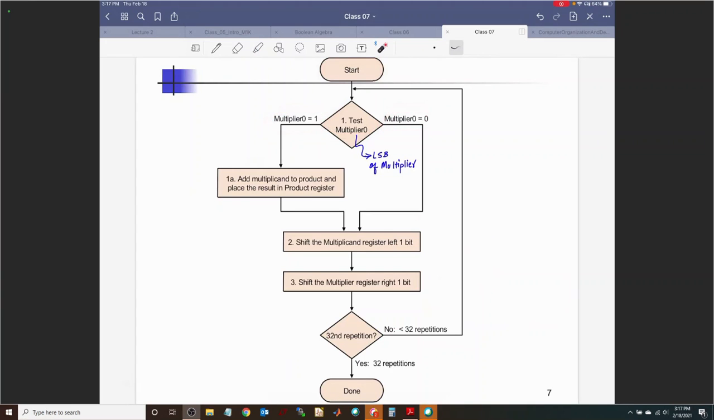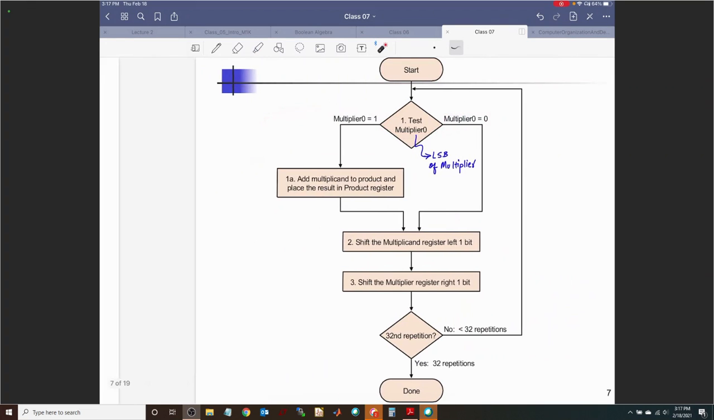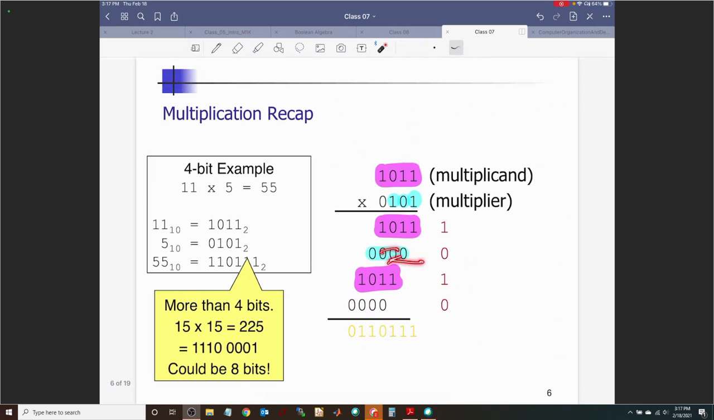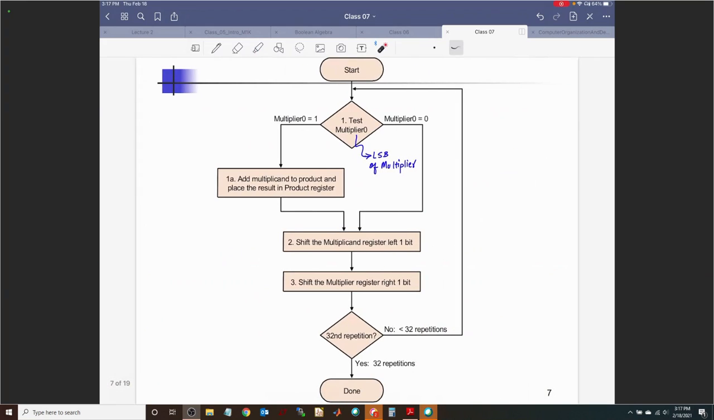So if it's a 0, what did we say? We don't need to do any addition, we just need to shift, right? When it is a 0, we just shift. Okay, so what are we shifting? We are shifting the multiplicand register left by 1.